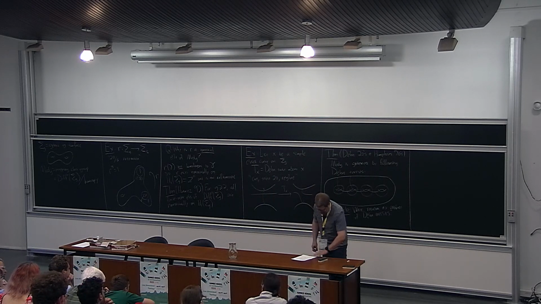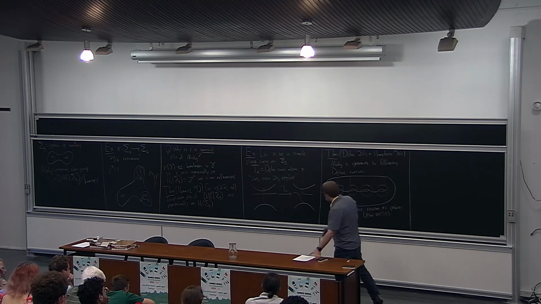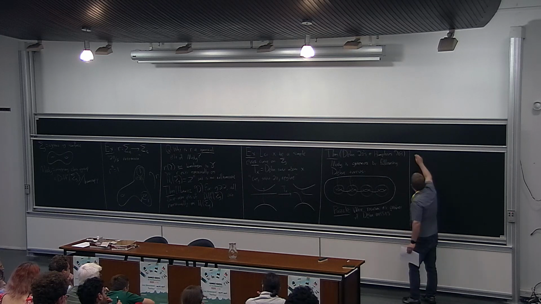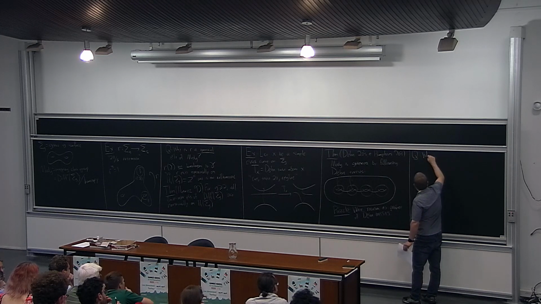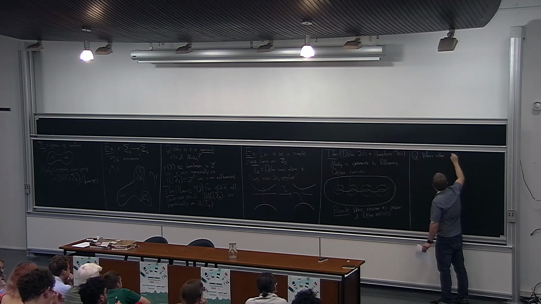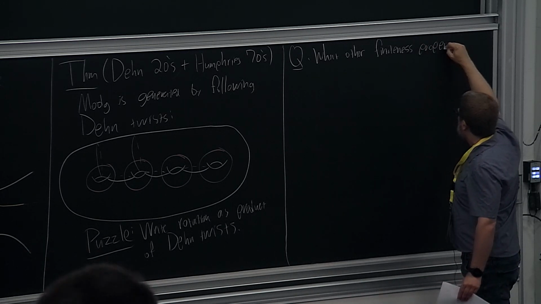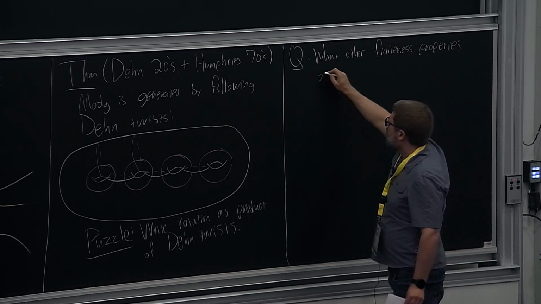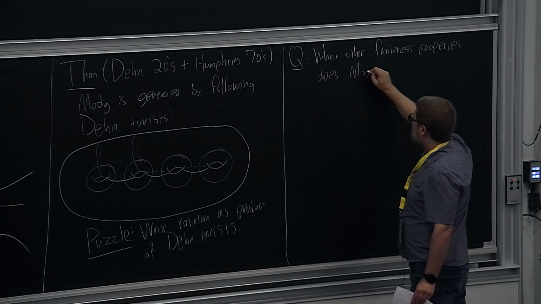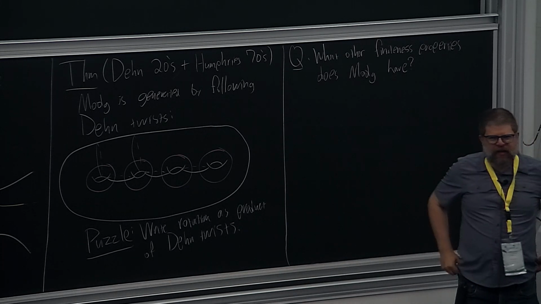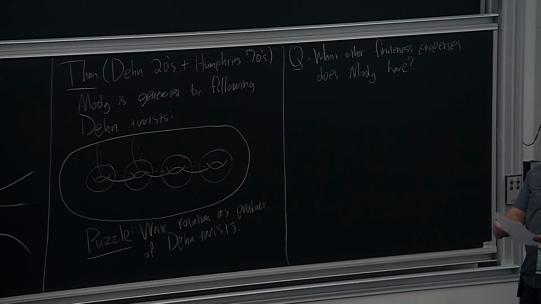And so now comes a question. This says that this group is finitely generated, right? That's what I asserted right there. So the question is, what other finiteness properties does the mapping class group have beyond just simply finite generation like this? And that's what I want to spend basically the rest of this talk talking about. I want to prove essentially that it has every possible finiteness property.